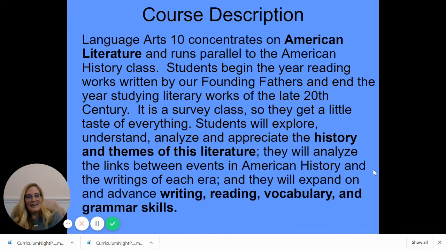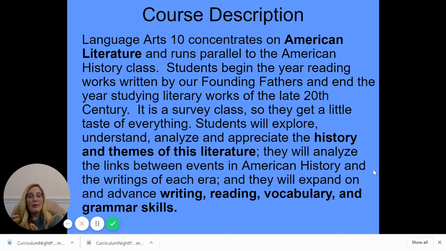Okay, LA10. I apologize, it's a lot of text on the screen. All you really need to know is that it is a literature class. Don't be confused. The online textbook says elements 11 or something like that. Typically, interestingly enough, American literature in a lot of districts is taught in 11th grade. Our district has chosen to push it to 10th grade.